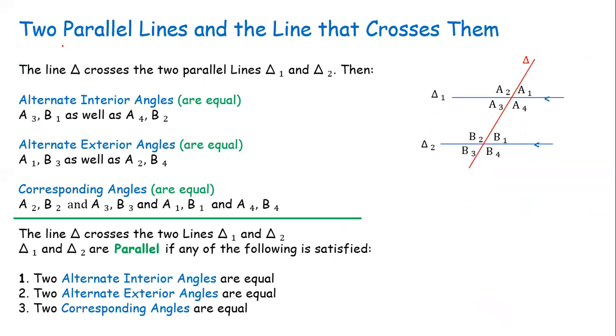Now, let's move to discuss the concept of two parallel lines and the line that crosses them. So here we have the line delta. It crosses the two parallel lines delta 1 and delta 2. So when this line crosses these two parallel lines, we have these 8 angles that are formed.